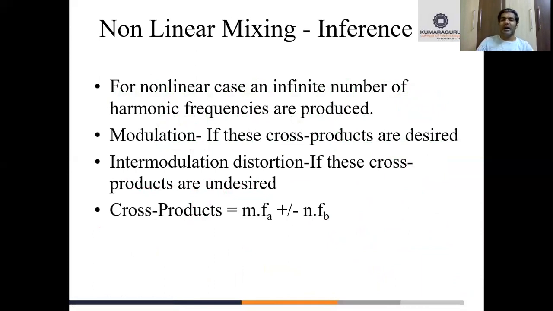To sum it up, you have nonlinear mixing with a single input and nonlinear mixing with double input. Nonlinear mixing with a single input will produce multiples of your fundamental frequency, which is called harmonic distortion. Whereas in nonlinear mixing with two inputs, cross products will be generated. If this cross product is desired, it will lead to modulation. If it is undesired, it will lead to intermodulation distortion. So that is what we have learned as part of nonlinear mixing with single input and with two inputs. Okay, thank you.